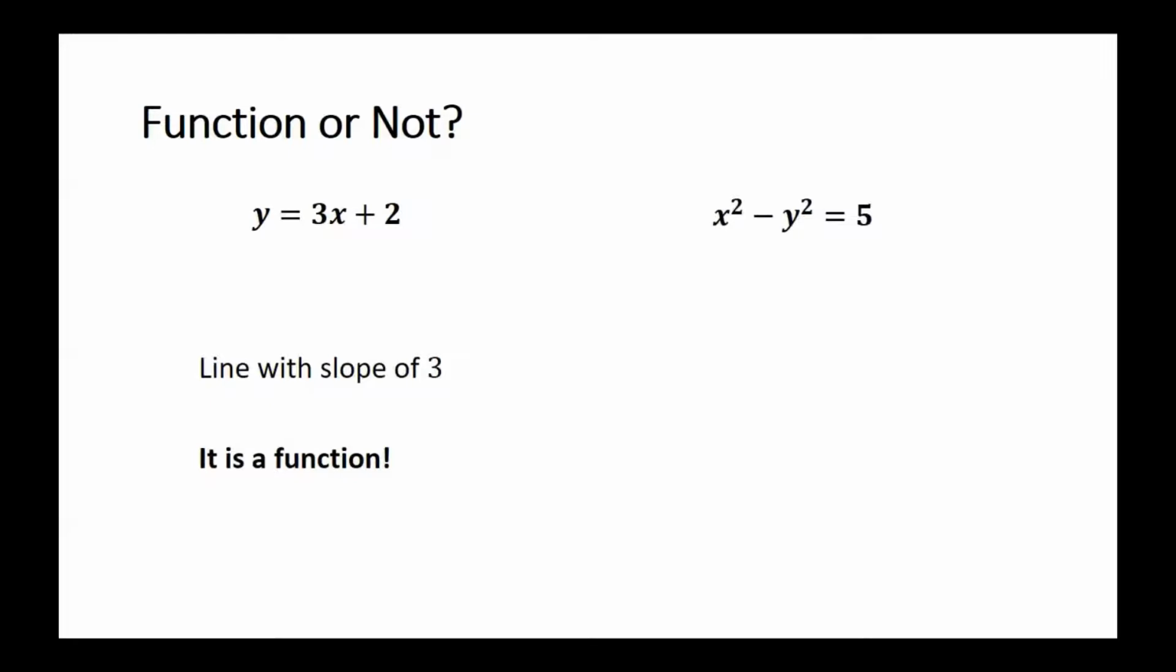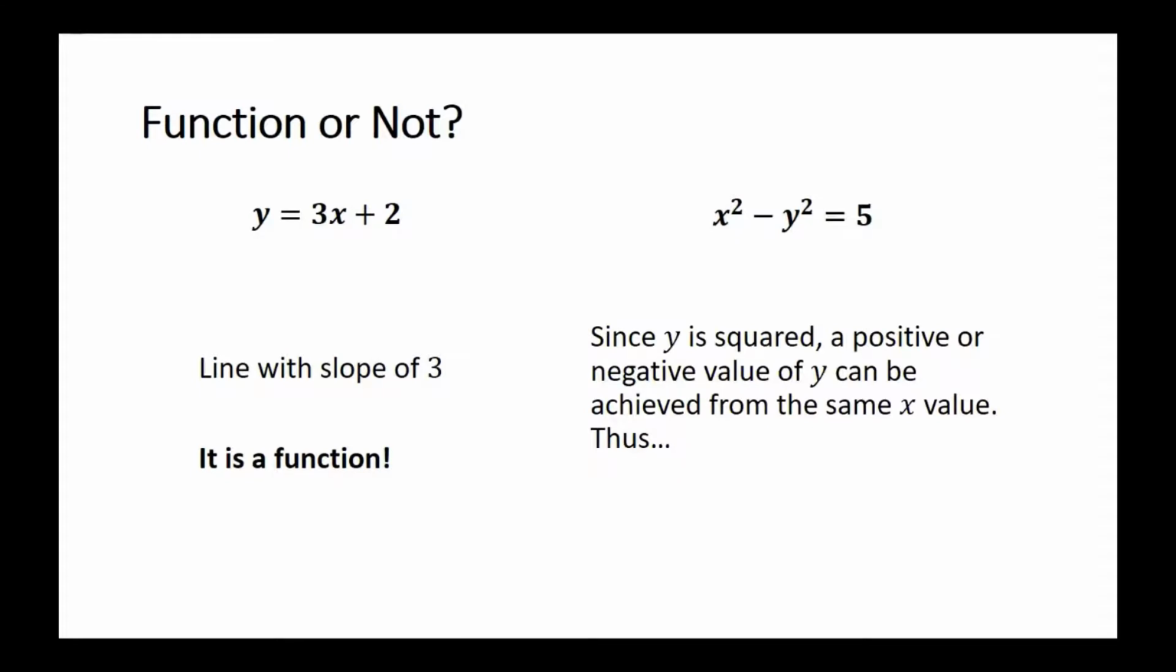What about x squared minus y squared is equal to 5? Well, here we notice that y is squared. A positive or negative value of y can be achieved from the same x value. If y is equal to 3, then y squared is 9. If y is equal to negative 3, y squared is equal to 9. So in this particular case, an input x could yield two different outputs y, thus it is not a function.